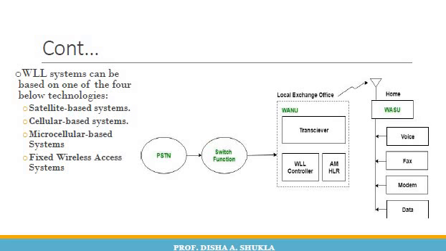Now this figure shows the actual architecture of a wireless local loop, wherein you have a PSTN that is connected to a switch function. Then we have a WANU, that is the local exchange office, and then it is connected to your home, wherein we have a WASU unit. Now we'll see all of them in detail.